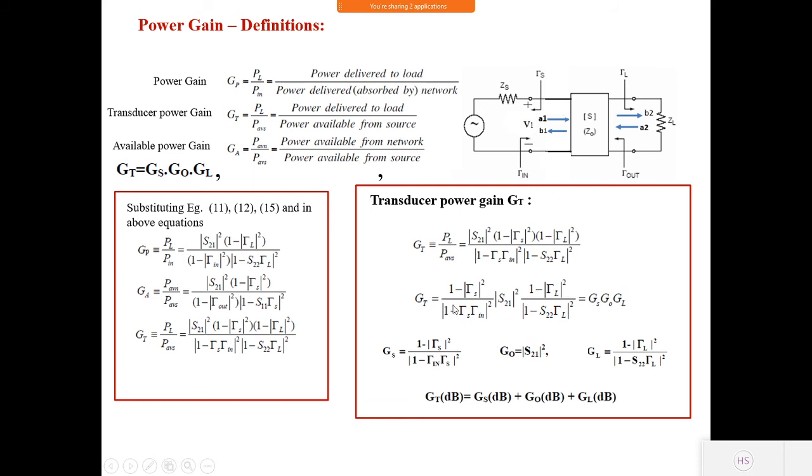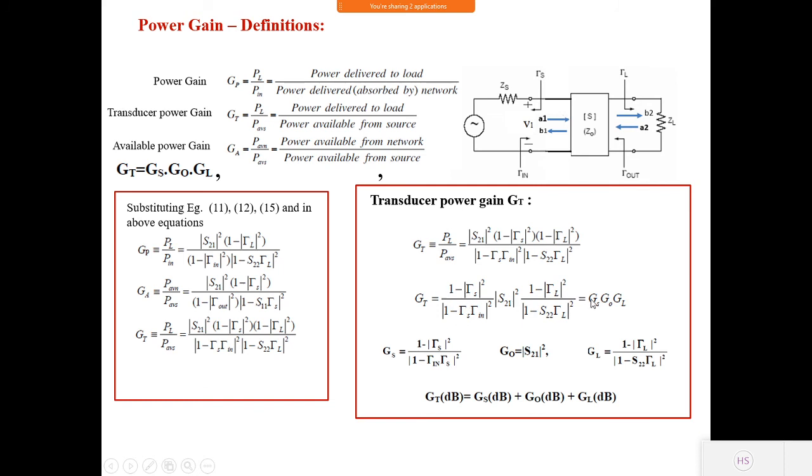GS is equal to this term, and GL is equal to this. GL is related to Γ_L. What is Γ_L? It is (ZL minus Z0) divided by (ZL plus Z0). Similarly, Γ_S is related to GS. It is related to the source impedance ZS: (ZS minus Z0) divided by (ZS plus Z0). This is GS.